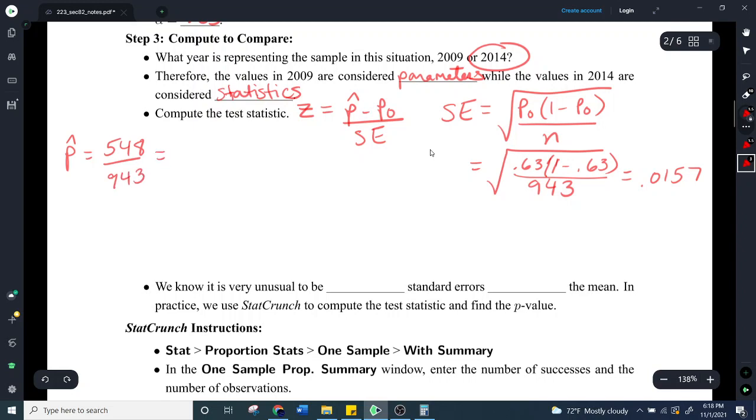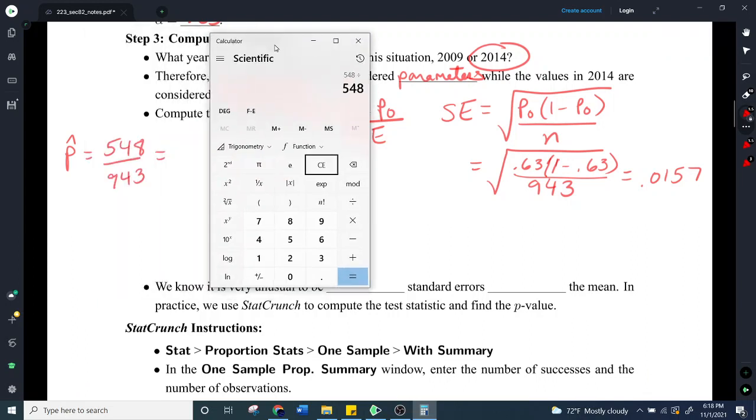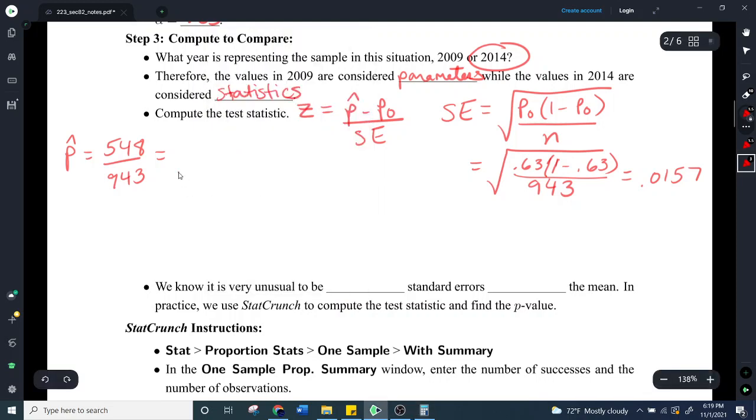And I'm just going to use the calculator sitting next to me instead of the one on the computer. Well, it's acting funny. Let me go back to the computer. So 548 divided by 943, I'm getting a sample proportion of about 58%. So let's do 0.58.